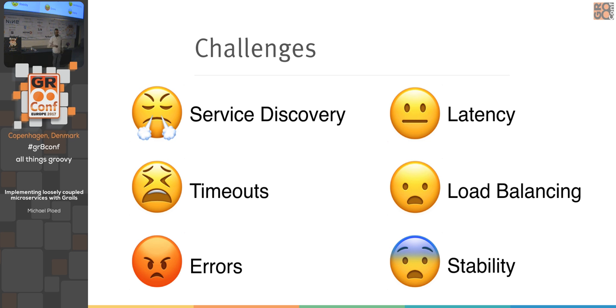Because one day, the application is running over there. On the other day, it's running on a totally different host, and so on and so forth. In, let's say, cloud-based environments, it's hard to know where they are running. So you need a piece of infrastructure. The next one is latency. Yes, we have to deal with latency here.